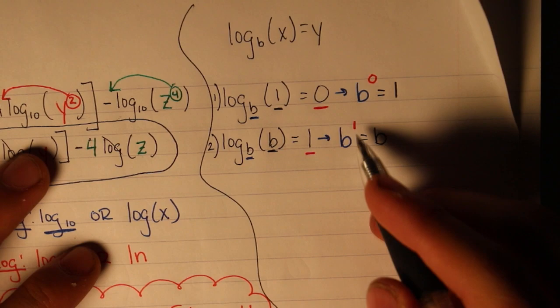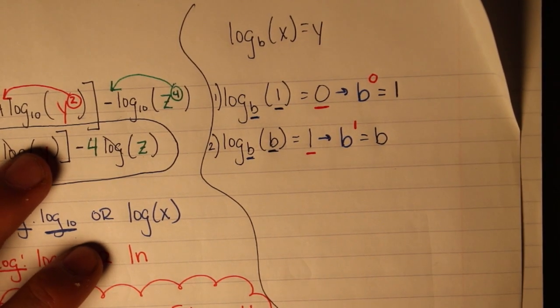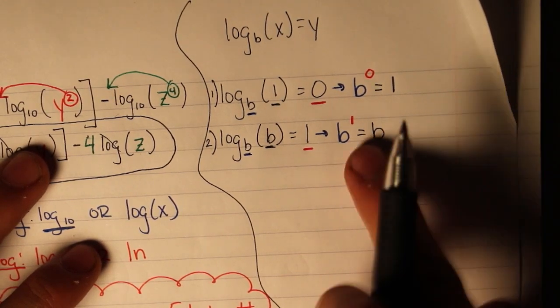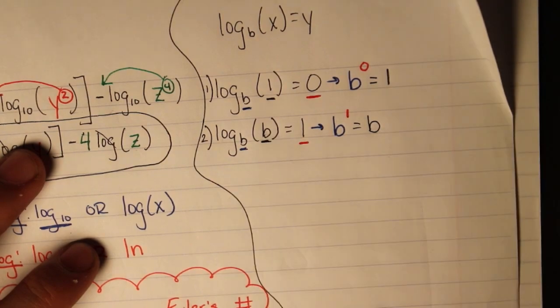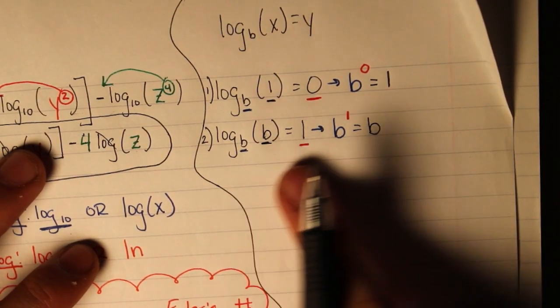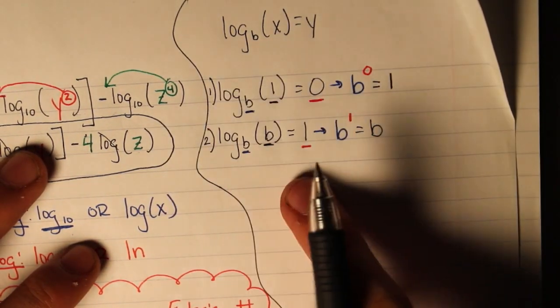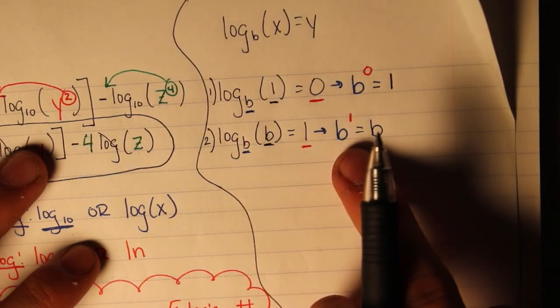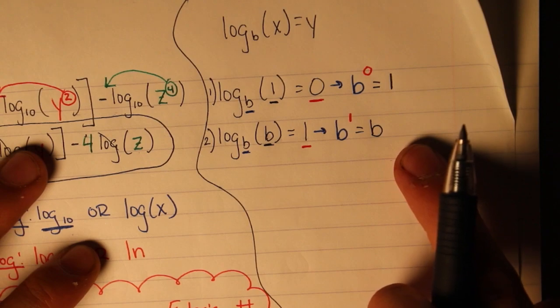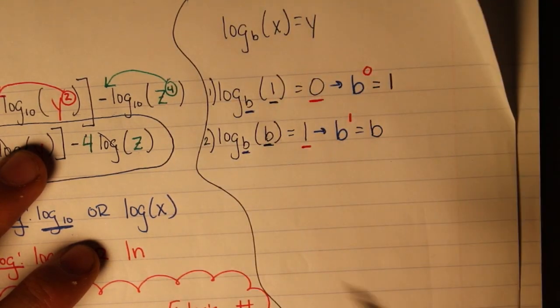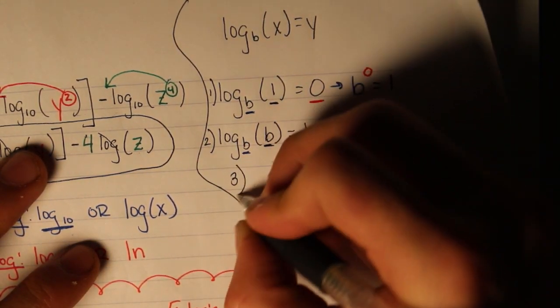b to the first equals b. You agree with that? I agree with that. That makes sense to me. I know what this looks like. I know this rule. So if I know this rule, I should know this rule too, as long as I'm able to convert, which we all should be able to convert, where the base stays the base, the y becomes the x, and the x becomes the y. This makes sense. We'll try number 3.